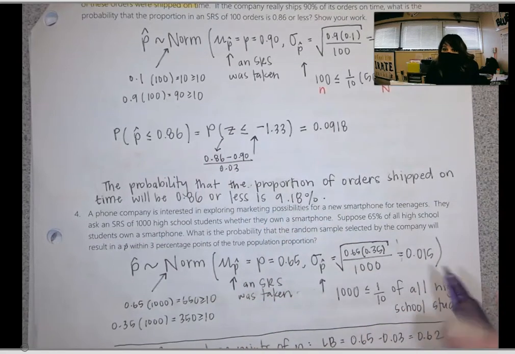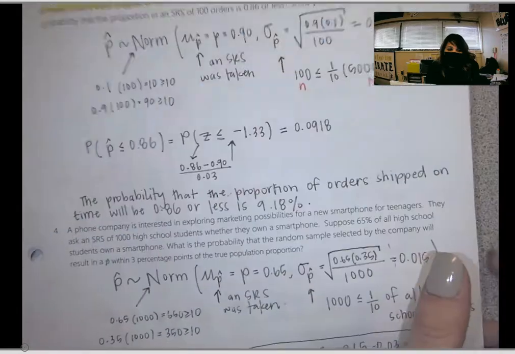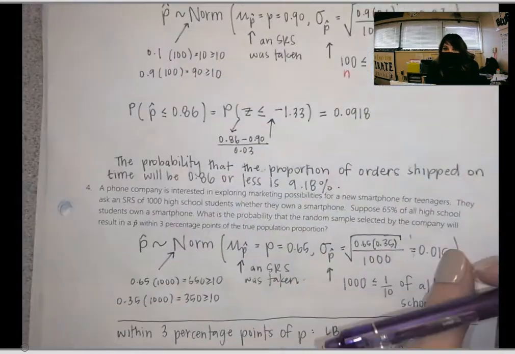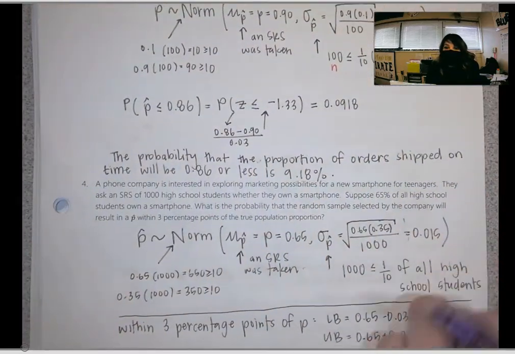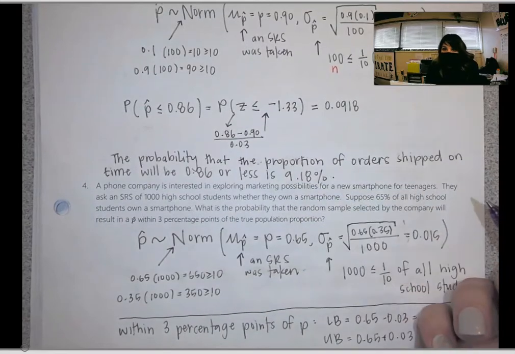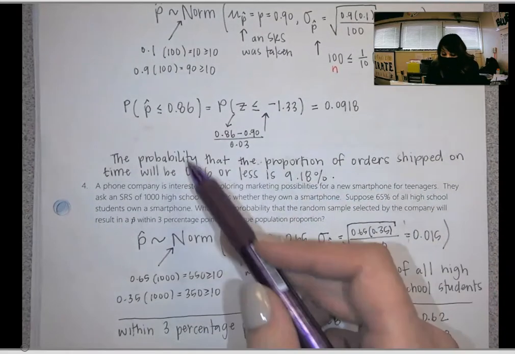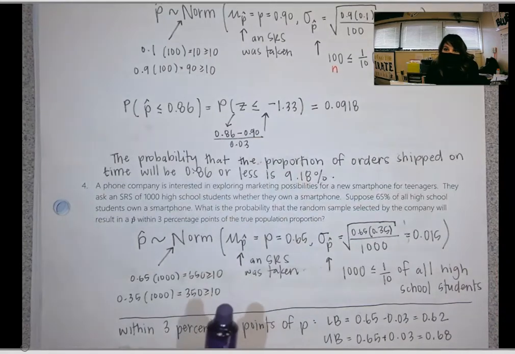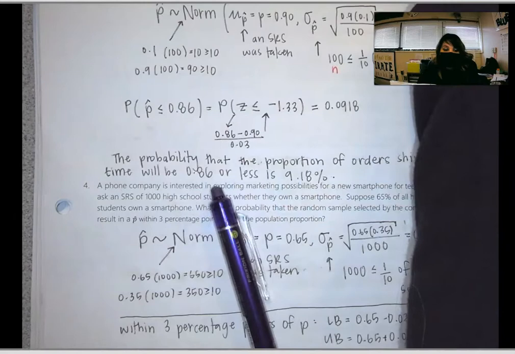So it's low. It's not common that that would happen, but we wouldn't reject this claim. They claim they ship 90% on time. This sample doesn't give us any reason to question that claim because it happened 9% of the time.